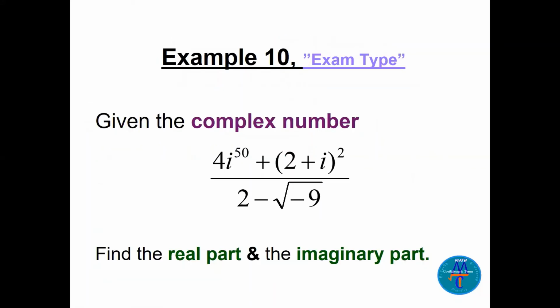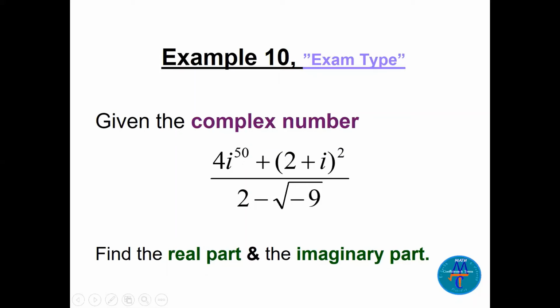Now, this is exam type. Why do we say exam type? Because we have power here, 50. We have squared. We have complex numbers. We have division. We have conjugates. We have addition, subtraction, multiplication. Everything is in example 10.